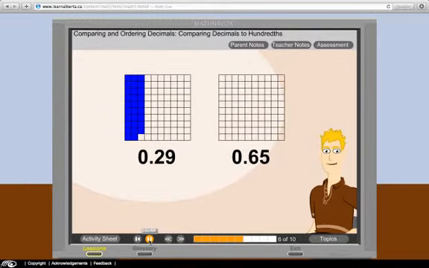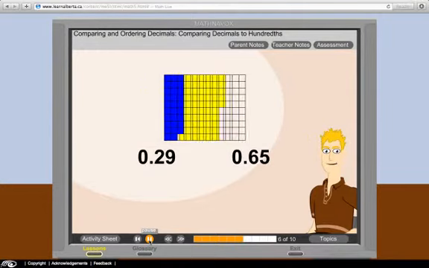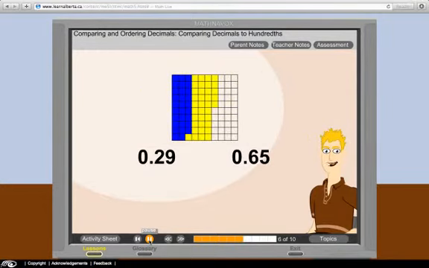The second number, 0.65, is also expressed as 65 hundredths. That means we can fill in 65 of the 100 squares on the grid to show this number. When we slide one grid over the other, we can see that 0.29 is less than 0.65.